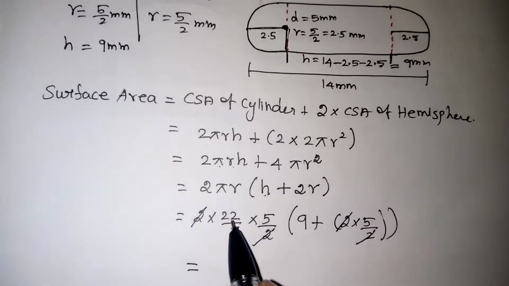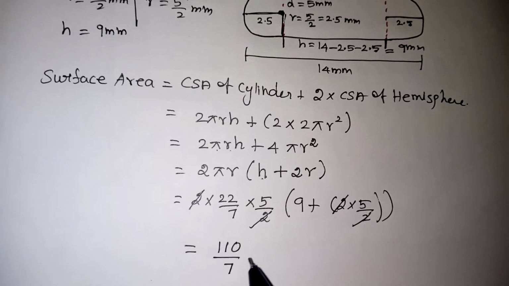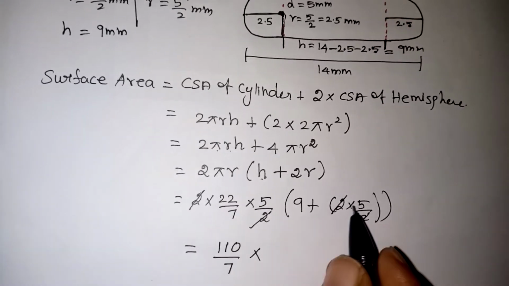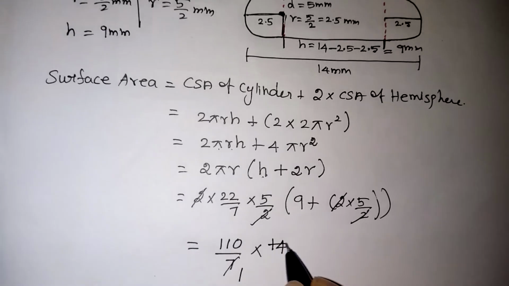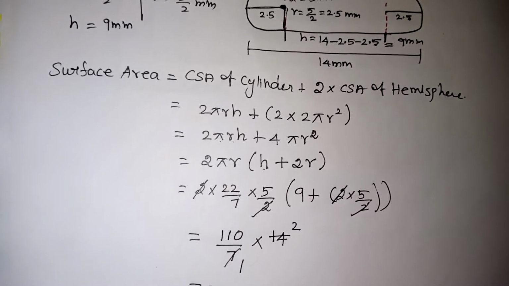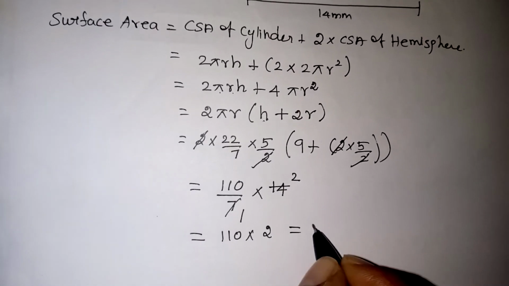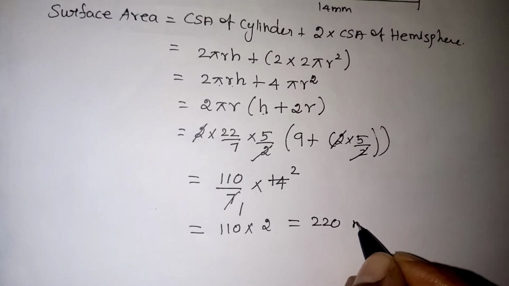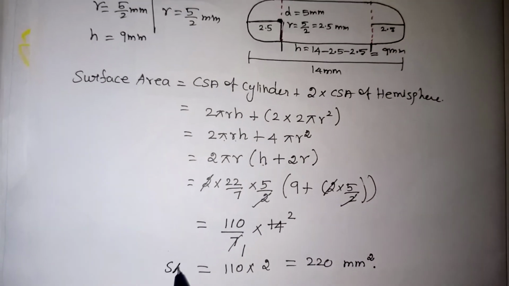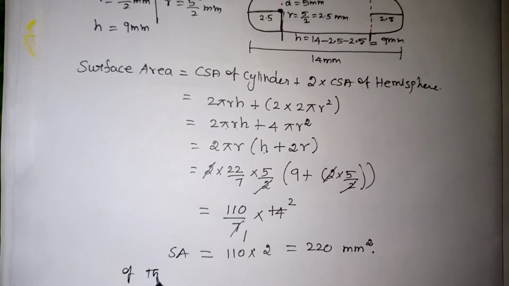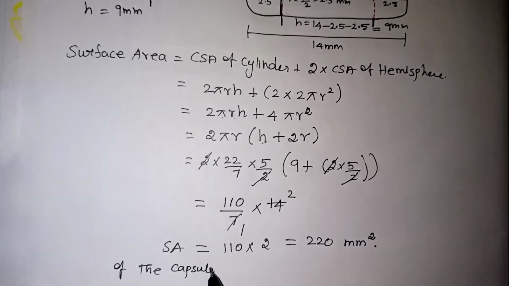The remaining 22 into 5 will give you 110 by 7, multiplied by 9 plus 5, which is 14. So 7 ones are 7, 7 twos are 14. 110 into 2 we are getting, which is equal to 220. The question is given in millimeters, so your answer will be millimeter square because we are finding the surface area of the capsule. We are getting 220 millimeter square. That is your final answer.